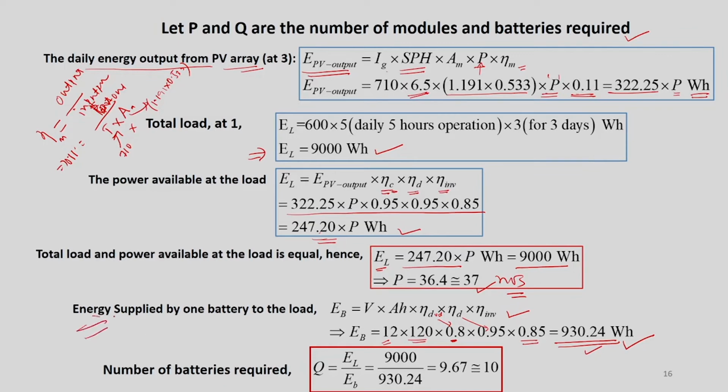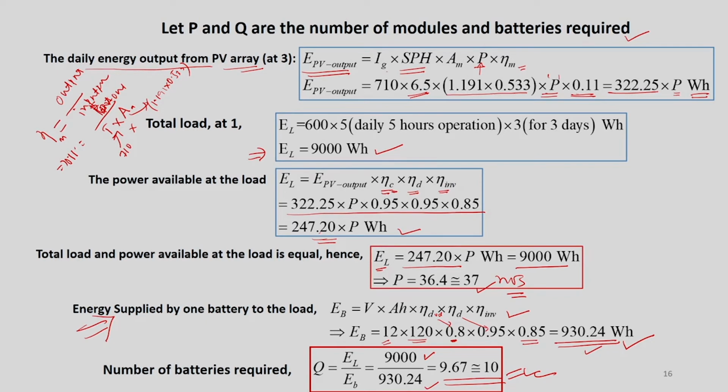Okay. So, from this we can calculate the number of batteries. So, this is for a single battery. If I am interested to know the number of batteries required, of course, we need to divide by 930.24. So, that way if we calculate, it will be about 10. Okay. So, the number of batteries required for this problem is 10 numbers. It comes to 9.67, and we cannot divide the batteries, so it will be 10 numbers, right. So, that way we can solve the problems and calculate the number of batteries required and the number of modules required to meet the particular load, right.